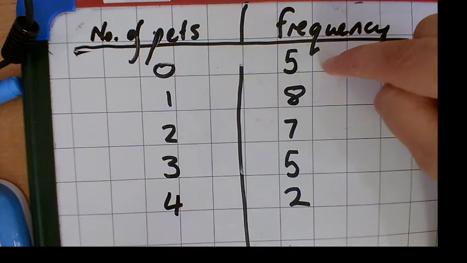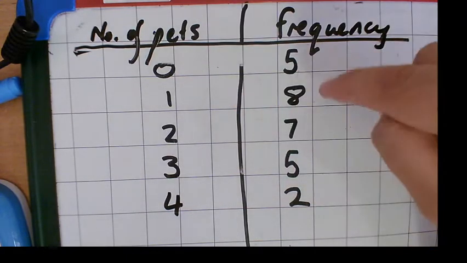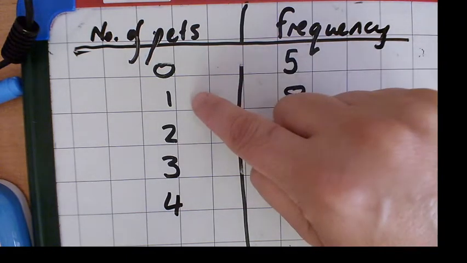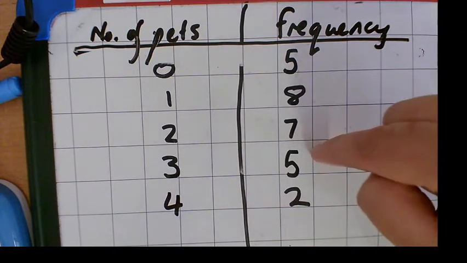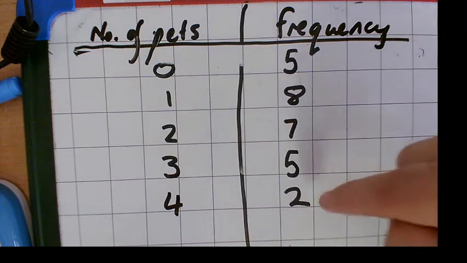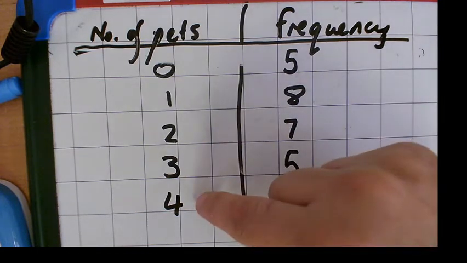So 5 children had no pets. 8 children had 1 pet. 7 children had 2 pets. 5 children had 3 pets and 2 children had 4 pets.